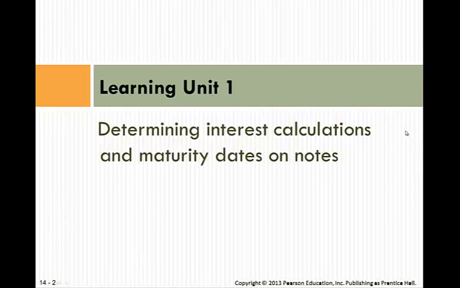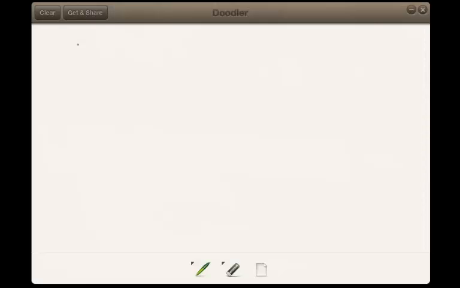The first learning unit in the chapter goes over some important vocabulary and calculations of interest and maturity dates. First, let's go over the vocabulary. I'm looking at the vocabulary on page 502. Let's start with note. Note is short for promissory notes, which is a written promise by a borrower to pay a certain sum of money to the lender at a fixed future date.